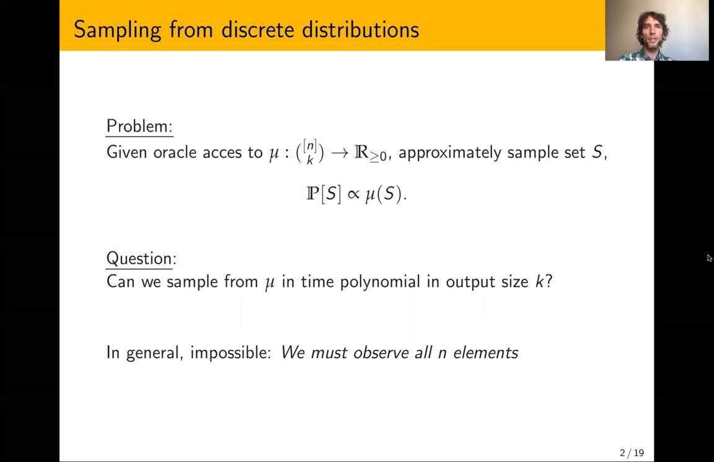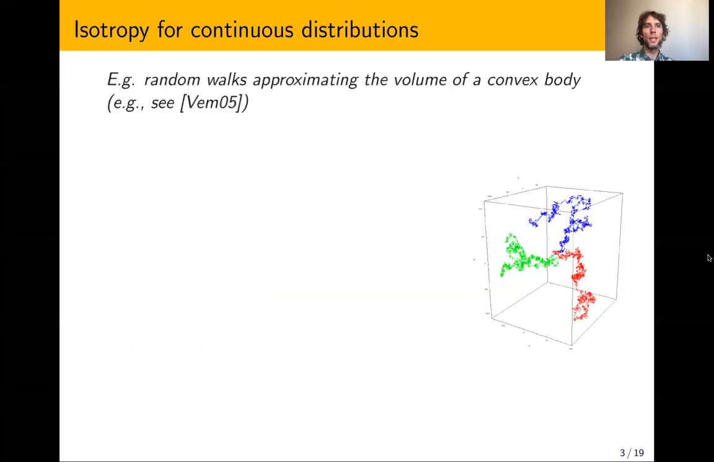Yet we show that after some initial preprocessing, sampling in time polynomial in k is possible for a large class of discrete distributions. A useful analogy comes from the line of works studying sampling algorithms for continuous distributions. For example, random walks over a high-dimensional convex body. Here, the notion of isotropic position is central to many sampling algorithms.